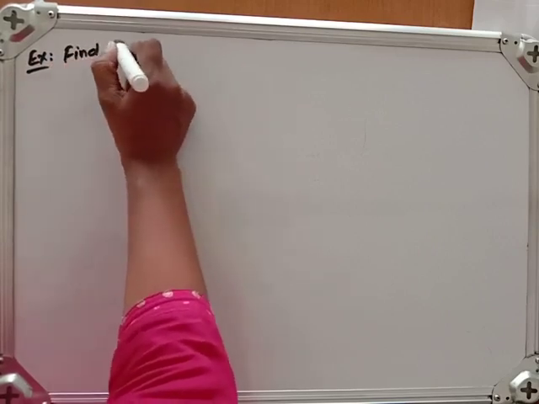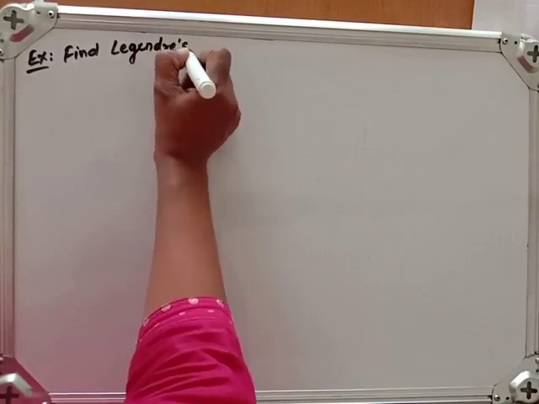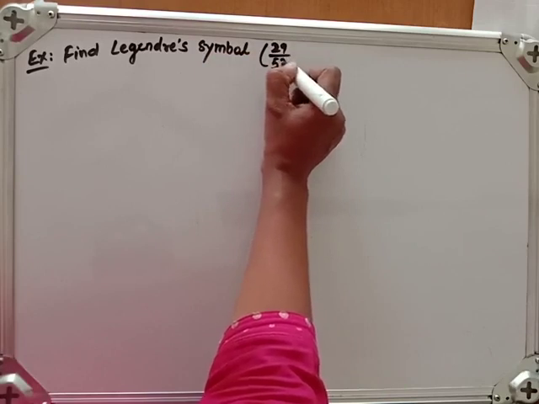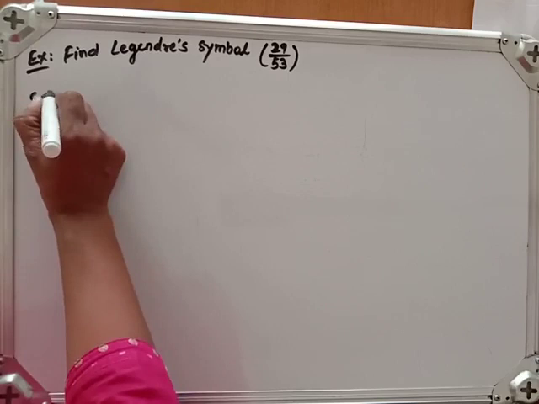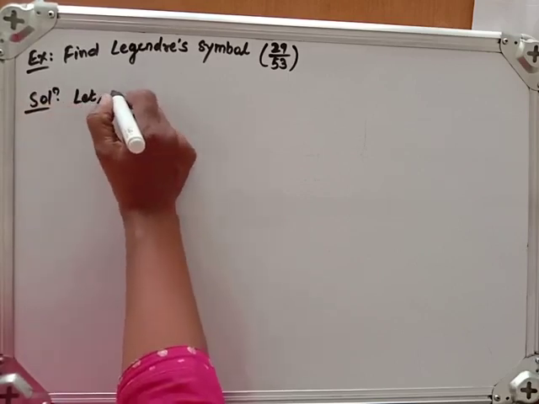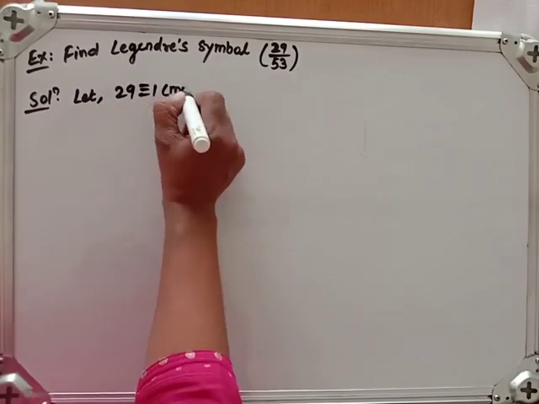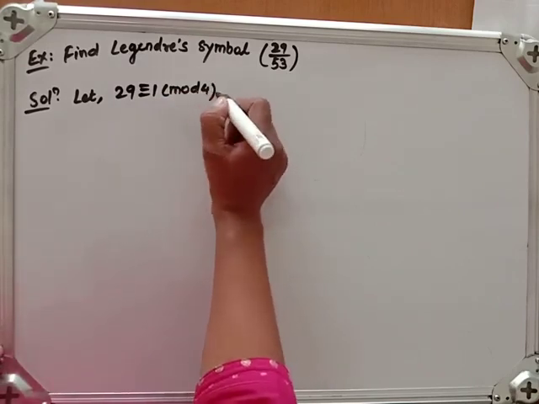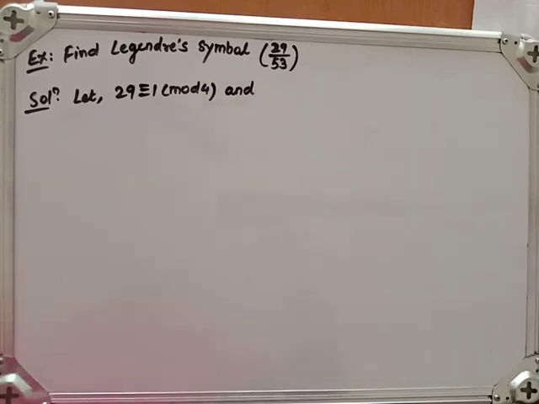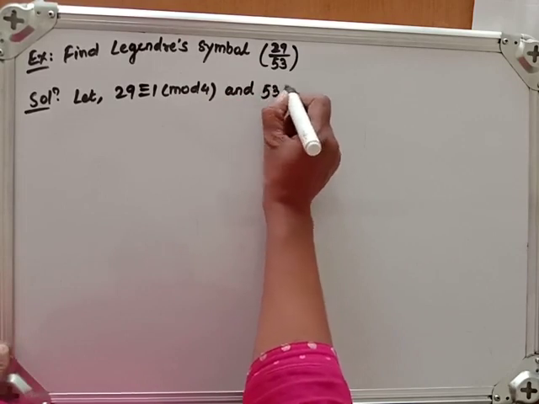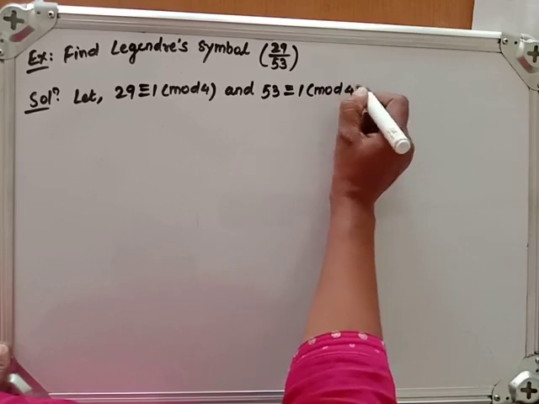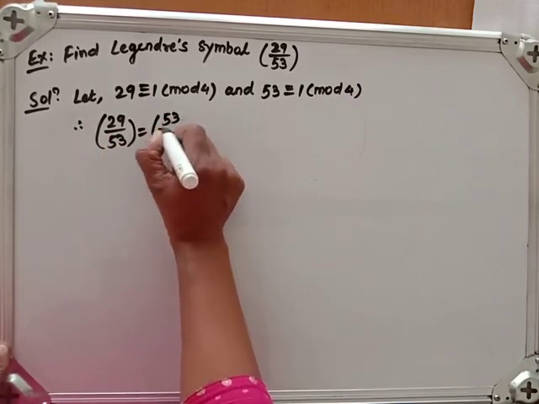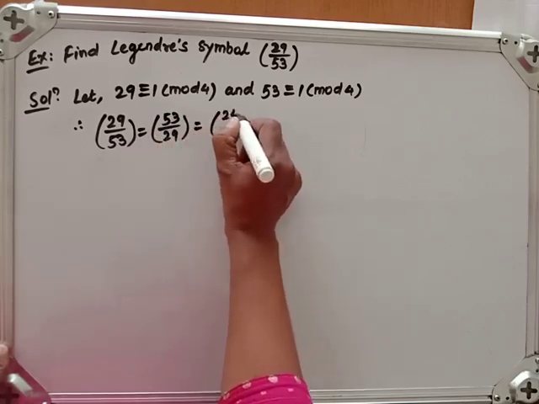Find the Legendre symbol 29 by 53. Solution: as 29 is congruent to 1 modulo 4 and 53 is congruent to 1 modulo 4, therefore the Legendre symbol of 29 by 53 is the same as the Legendre symbol of 53 by 29. That is the same as the Legendre symbol of 24 by 29.